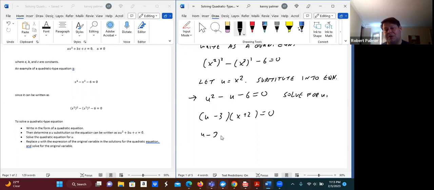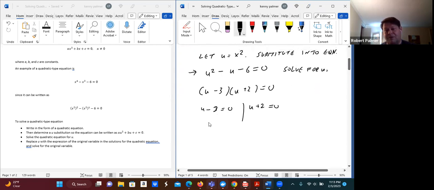So we have u minus 3 is equal to 0. And I'm sorry, that should be a u, not an x. I'm used to writing x's. And then u plus 2 is equal to 0. All right, so what we have here then is u is equal to 3 and u is equal to -2. A little issue writing today.